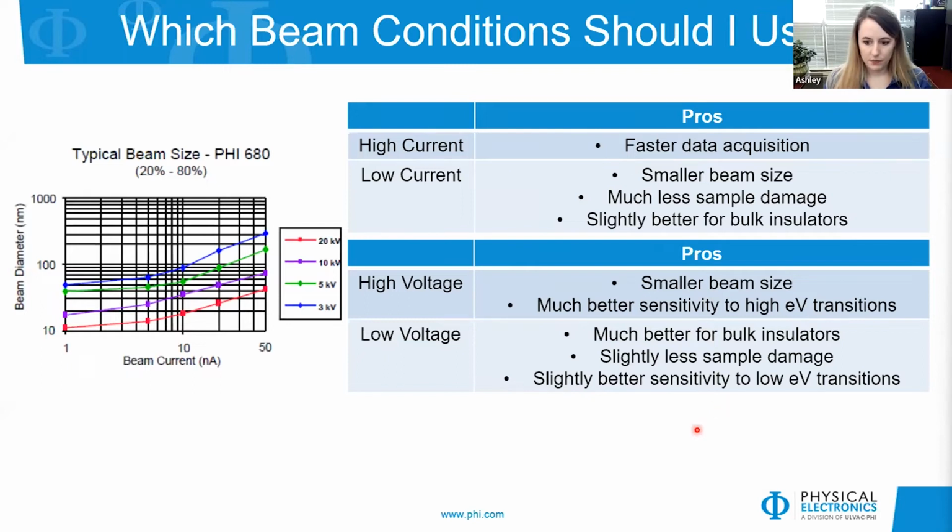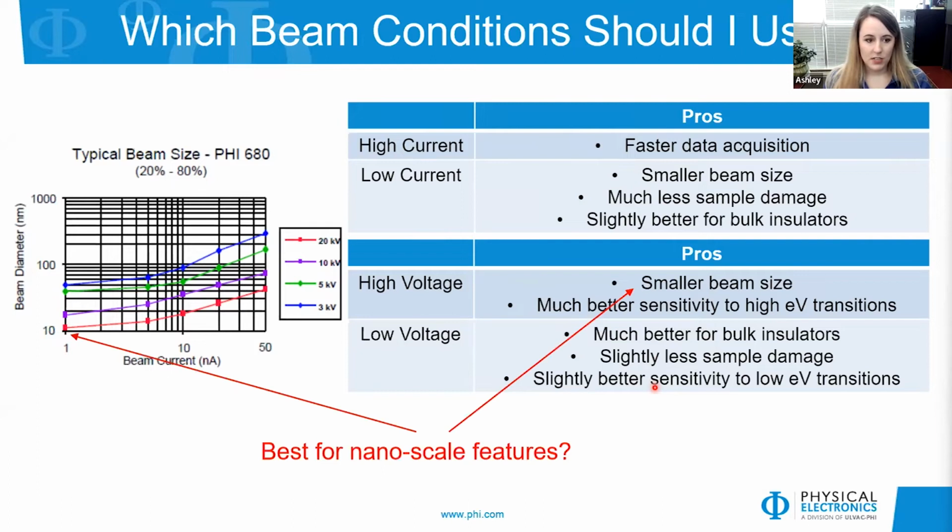So you may be thinking that if I want to look at nanoscale features, I'd want the smallest beam size. And according to this information, low current, high voltage gives the smallest beam size and should therefore be best for nanoscale feature analysis. However, as we'll see in the next few slides, this is not always the case.